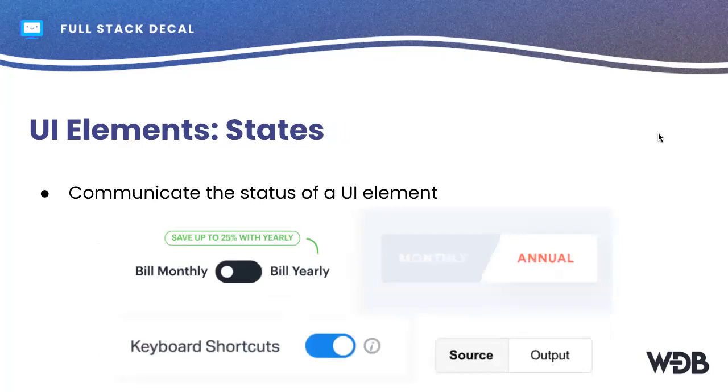States, usually these are toggles which communicate the status of a UI element. For example, do you want keyboard shortcuts? Do you not? Do you want annual? Do you want monthly? Usually you just click it and then you go from one state to another. Pretty similar to buttons.